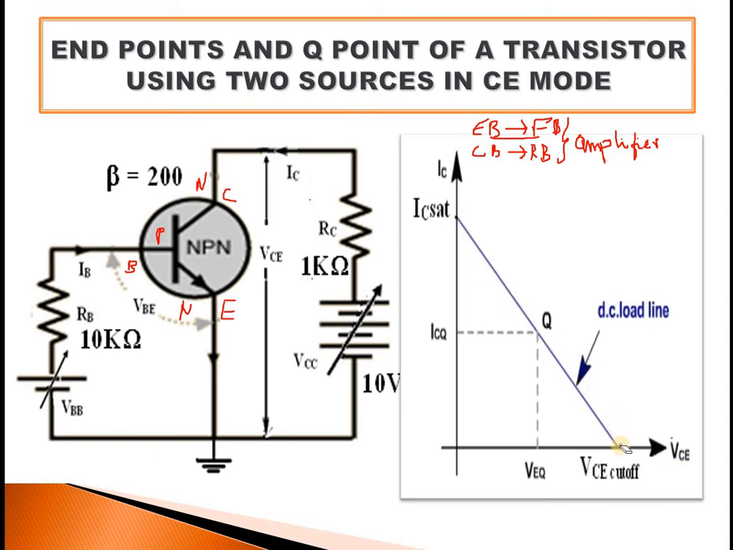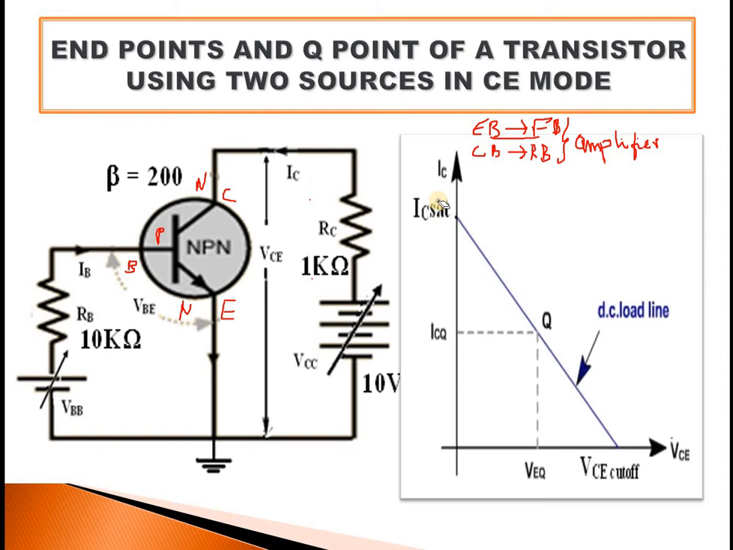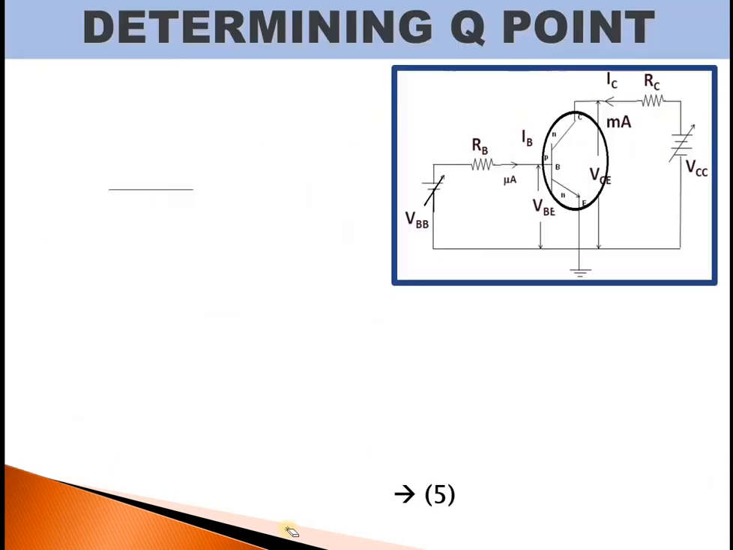The straight line we draw touches at 2 points. This becomes saturated collector current. This is cutoff collector emitter voltage. Now let us see how we derive the expressions for these 4 coordinates. This is the same circuit that I have used there.